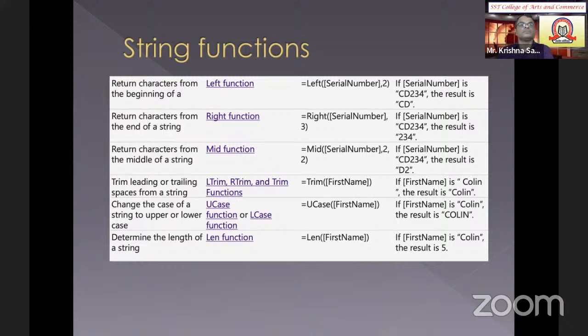Then the TRIM function. TRIM removes leading or trailing spaces from a string. If there is some extra space in your text, it is going to remove that space. If you check, I have written TRIM first name, and the first name I have written is space COLIN. So that initial space will be removed in the result. Then UPPER and LOWER, which are uppercase and lowercase. If you write UPPER and first name, and it is in small letters, it will become capital. If it is in capital, then you write LOWER, and it will become small.